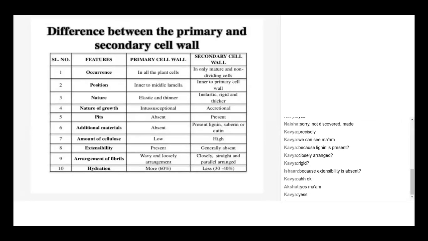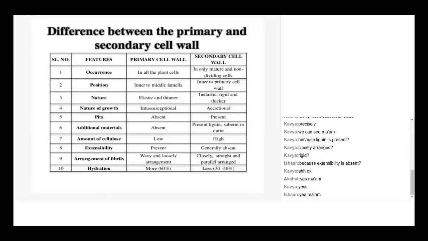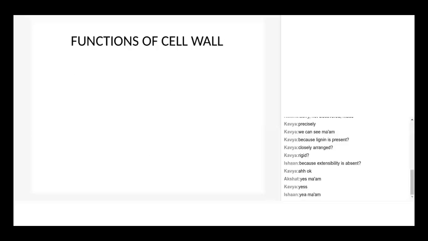Okay, so these are the remaining differences which you would have understood, like where they lack the position, the nature, all these things we discussed in the earlier class when we talked about how primary and secondary cell walls are produced. Discuss the various other functions of the cell wall.